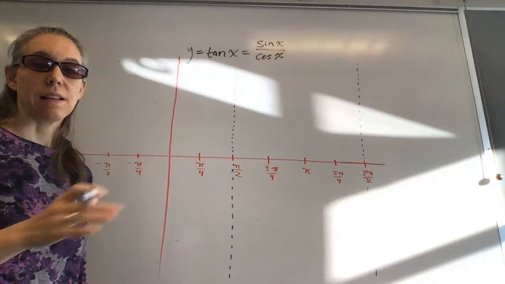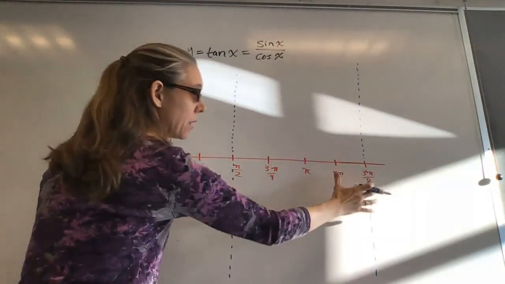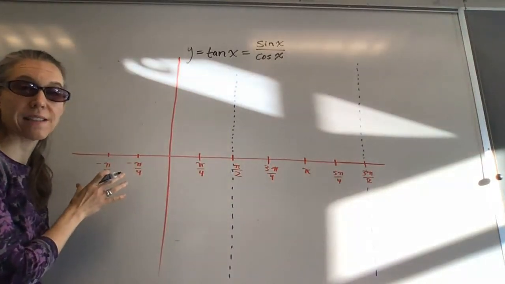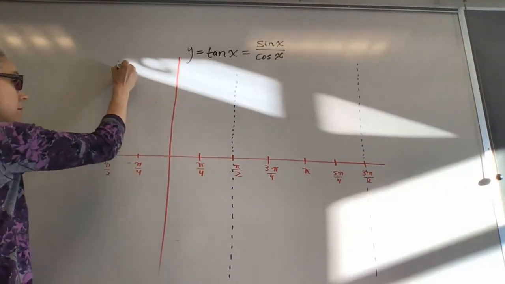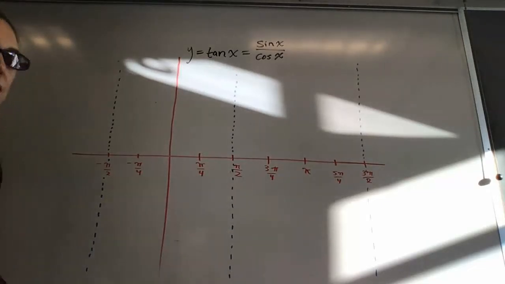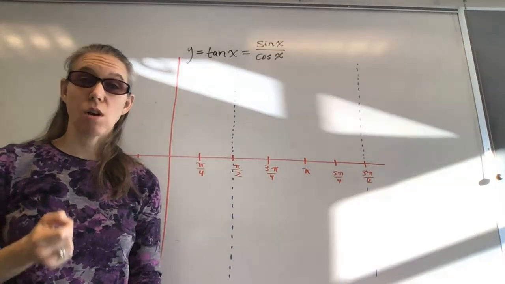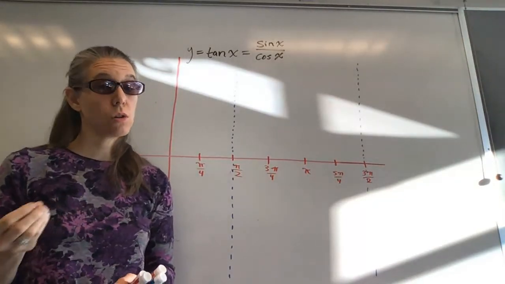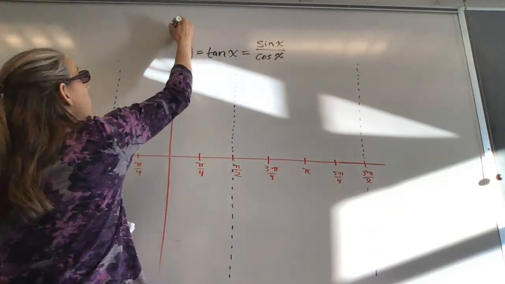Now, since negative pi halves is coterminal with 3 pi halves, negative pi halves is also a location where we find that tangent is undefined. Tangent is different than sine and cosine in that the period of tangent is only pi. So where sine and cosine have a period of 2 pi, tangent and cotangent both have a period of pi.